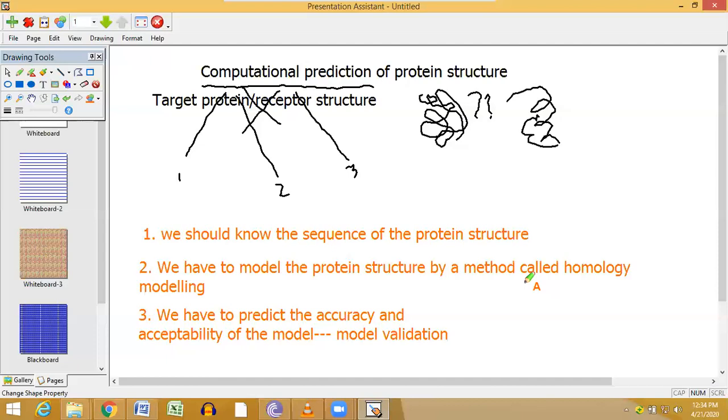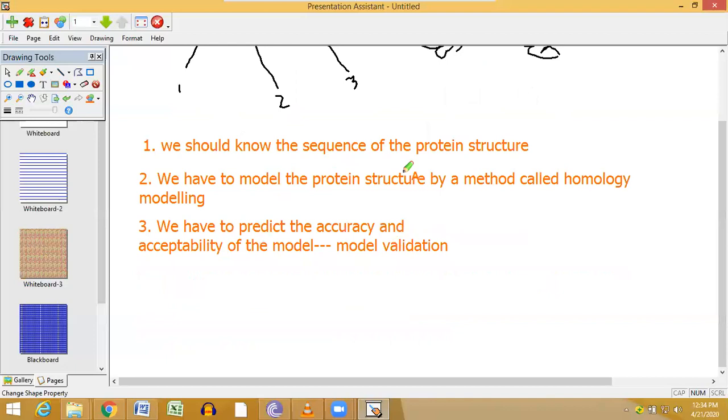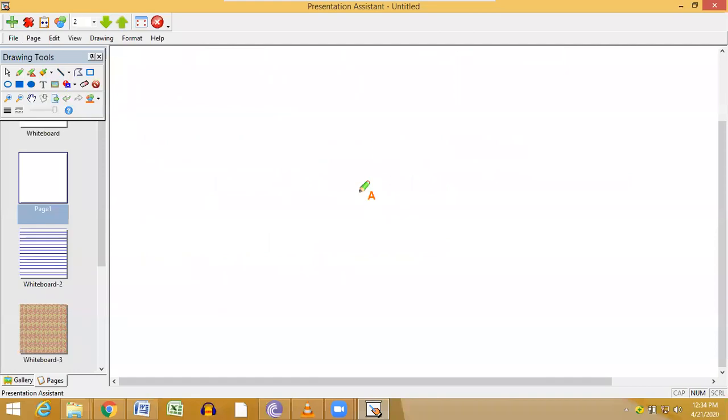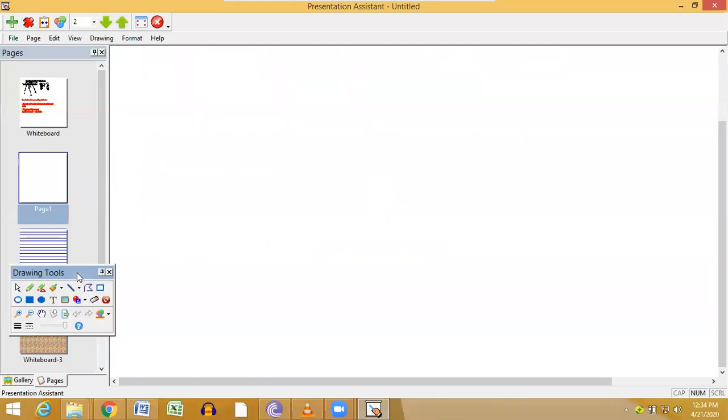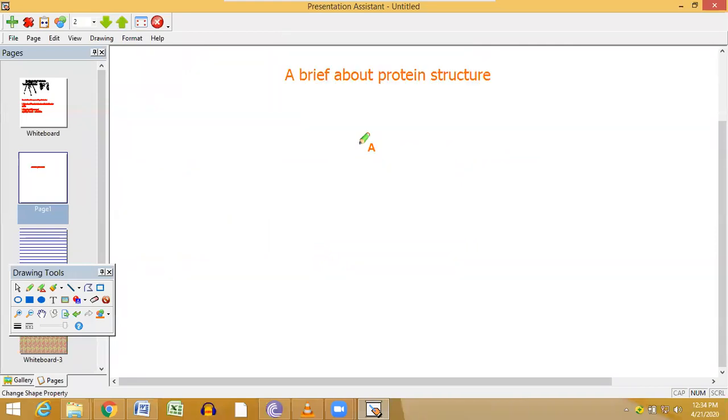So first we have to know the sequence of the protein structure. How you know the sequence of the protein structure is the first question. But before that, I would like to highlight one thing: we have to know a brief about protein structure. If we do not know a brief about protein structure, you cannot understand how the accuracy of the model depends, or how the validation of the model depends. So first we need to have a brief of protein structure.